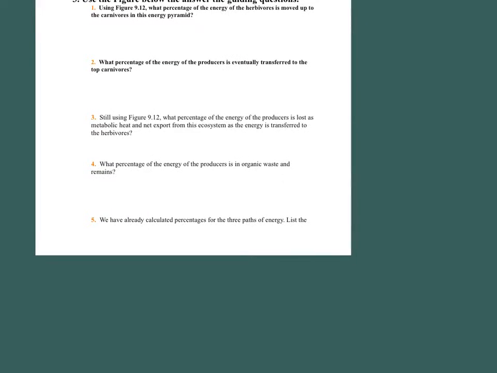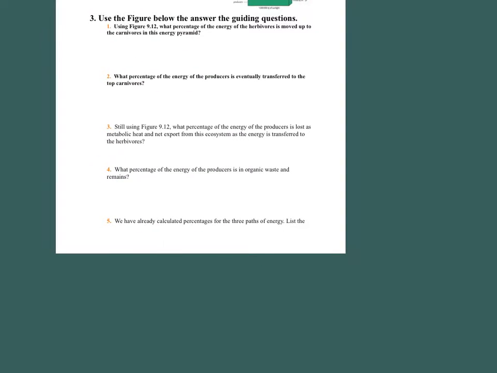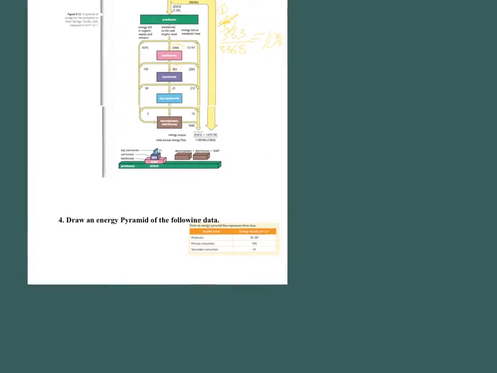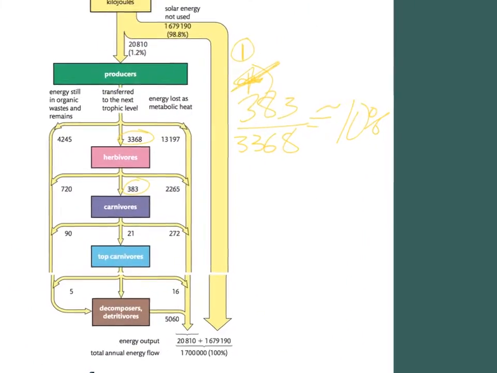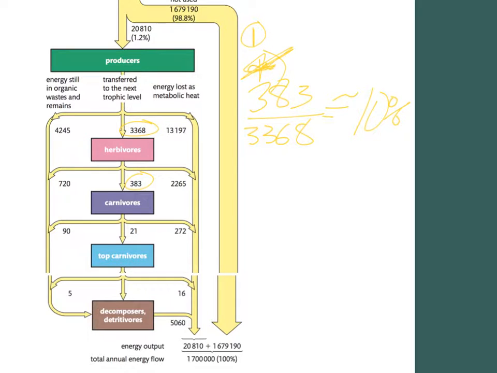2. What percentage energy of producers eventually transfer to top carnivores? Okay. So you're going to take herbivores' energy that's reaching top carnivores. I would predict it's about 1%. So for 2, it's 21 divided by 3,368, approximately 1%.